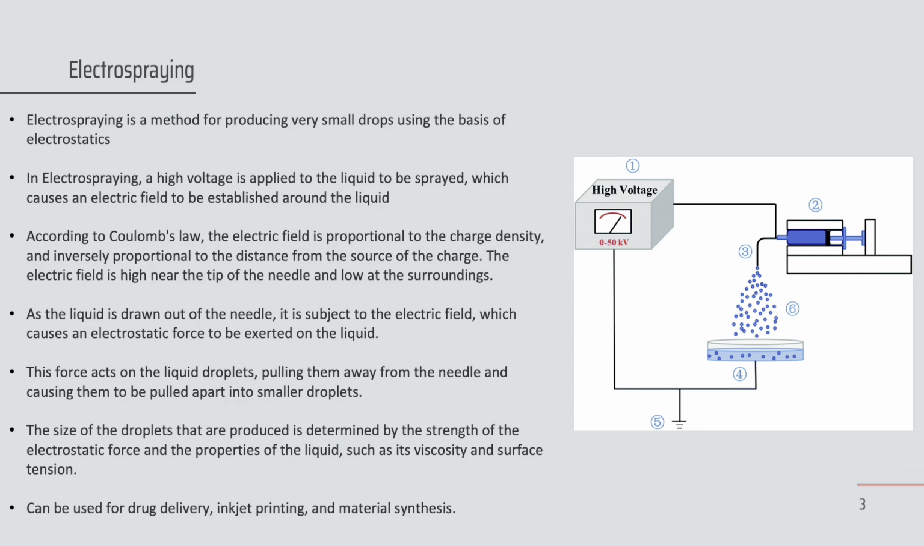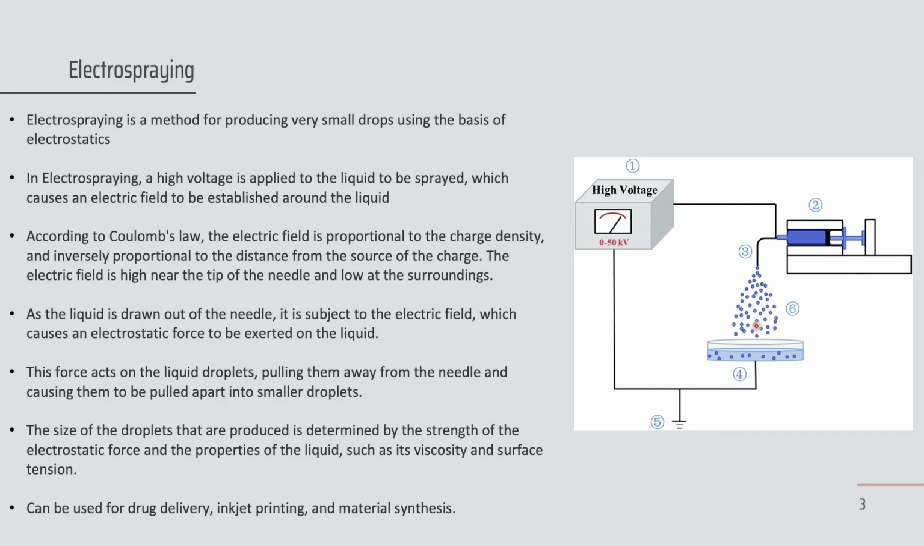So in electrospray, the electric field is high near the tip of the needle and low in the surroundings. As the liquid is drawn out of the needle, it is subject to the electric field, which causes an electrostatic force to be exerted on the liquid. This force acts on the liquid droplets, pulling them apart from the needle and causing them to break into smaller droplets, which we can see happening in this image, where the high voltage is applied and the liquid that's being pushed through the needle is being turned into smaller droplets.